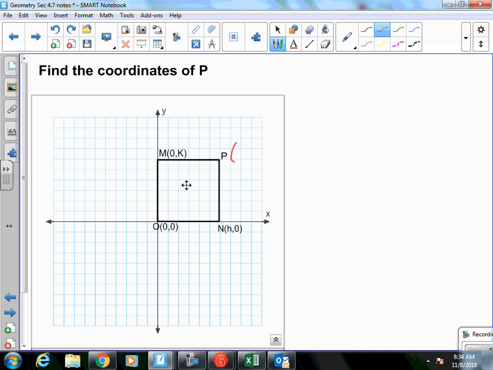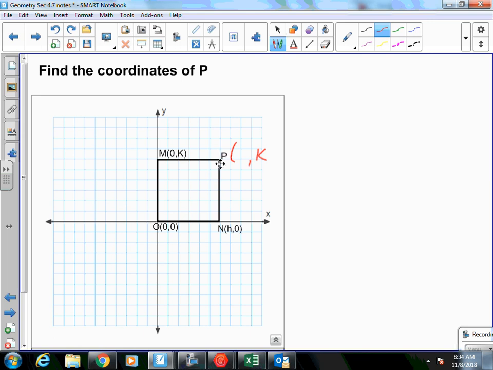Well, if it's a horizontal line, then you're at the same point on the Y, right? 1, 2, 3, 4, 5, 6. Of course, we're not using a number there. They got a letter for the Y. Okay. So we know the Y coordinate is K, because P and M are on the same horizontal line, so they have the same Y coordinate.